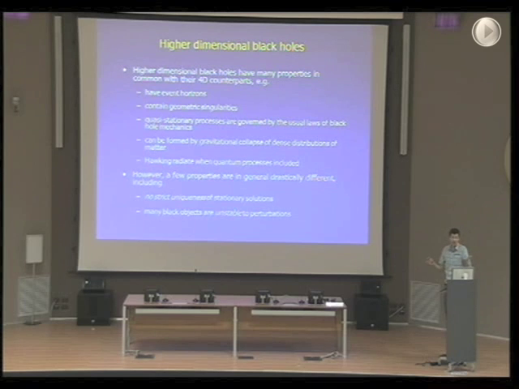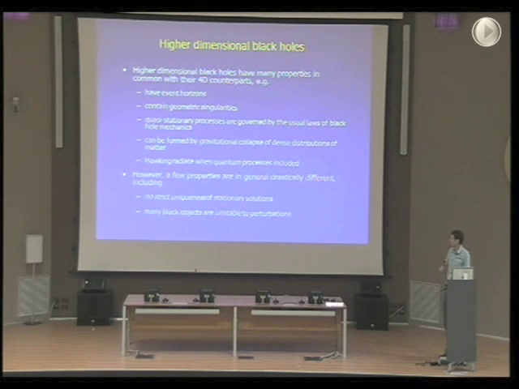So how is a higher dimensional black hole different from the four-dimensional Kerr black hole? Essentially, in all respects, it's basically the same. They have event horizons, they have singularities, they're governed by the laws of quasi-static processes, by the laws of thermodynamics, they Hawking radiate, they even form from gravitational collapse, etc. So all the things that we're used to.